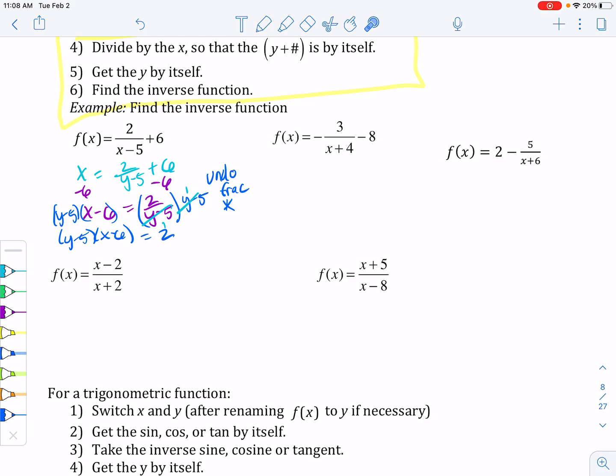So I want to get this part here alone. So if I want to get that part alone, I need to undo this multiplying. Well, to undo multiplying, we divide by x minus 6. So that gives us y minus 5 equals 2 over x minus 6.